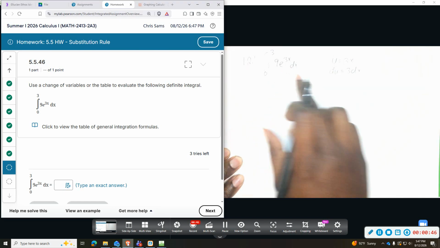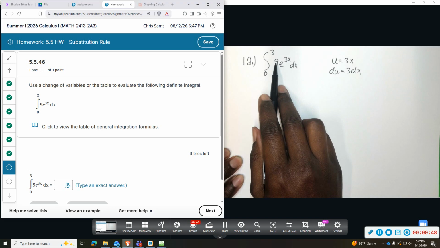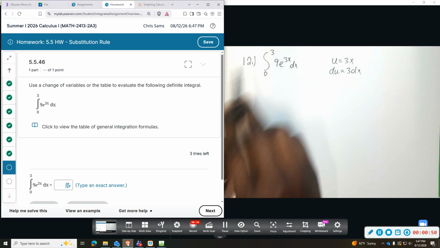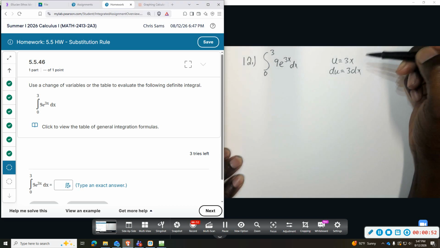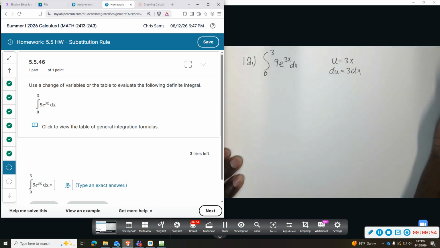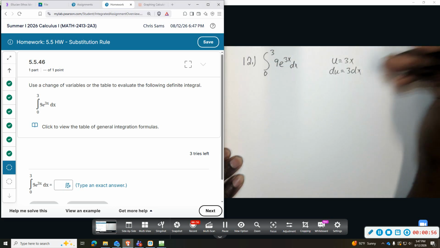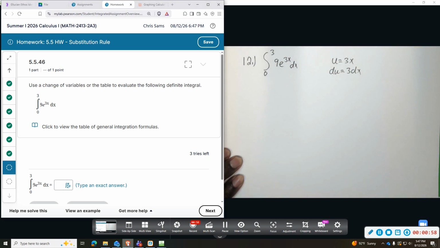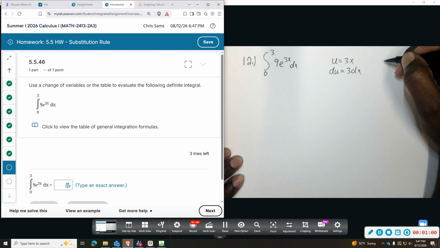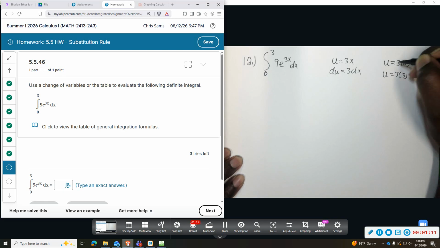Don't have a 3, so we would divide by 3. So that 9 will get divided by 3 when I move it on the outside. We would also need to change our limits if we wanted to. We could also just go back, and when we plug it in, it'll work out. However, let's just go ahead and change them. So if we do u equal 3 times 0 versus u equal 3 times 3, 3 times 0 still gives us a limit of 0. 3 times 3 gives us a limit of 9.